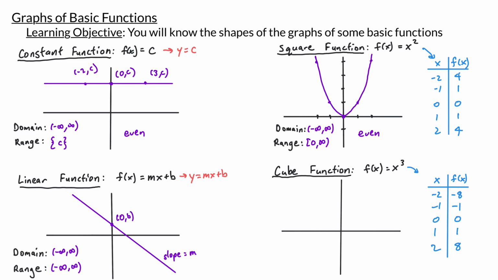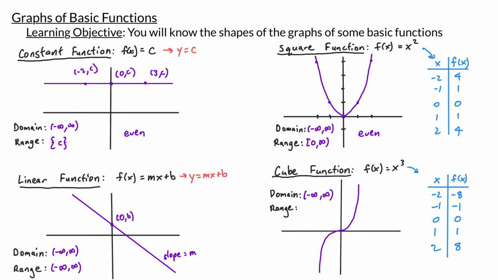If we were to plot these points to draw the graph, we would get a shape that looks roughly like this. So this here is the shape of the cube function. The domain of the cube function is all real numbers because we can plug in any number we'd like and cube it.